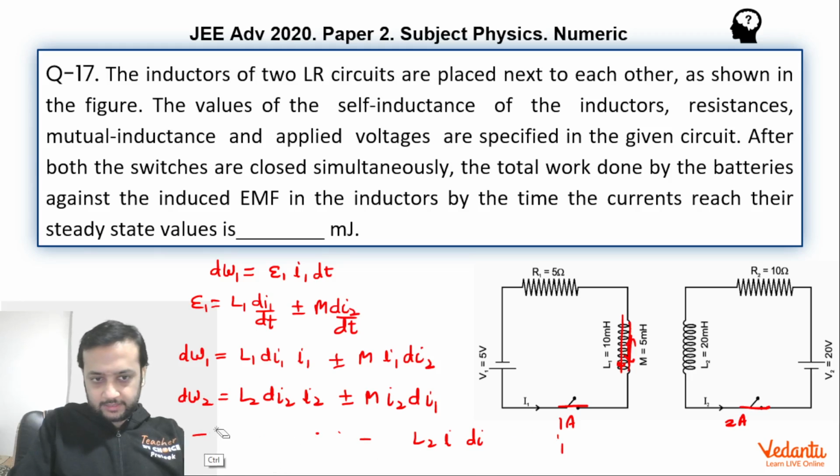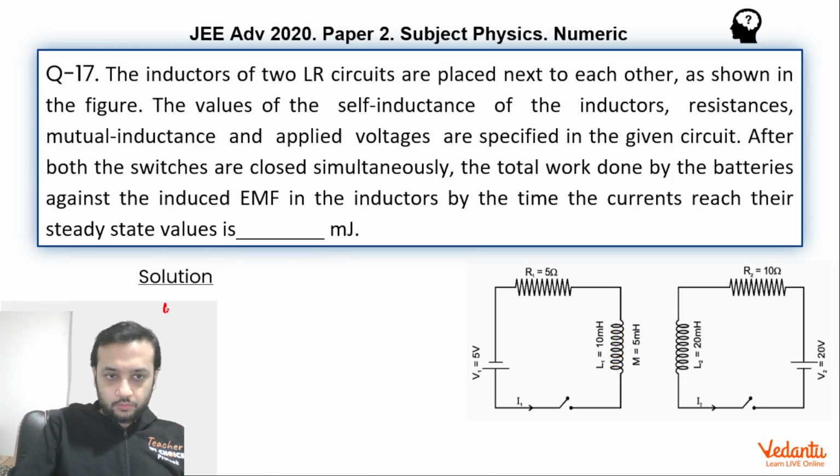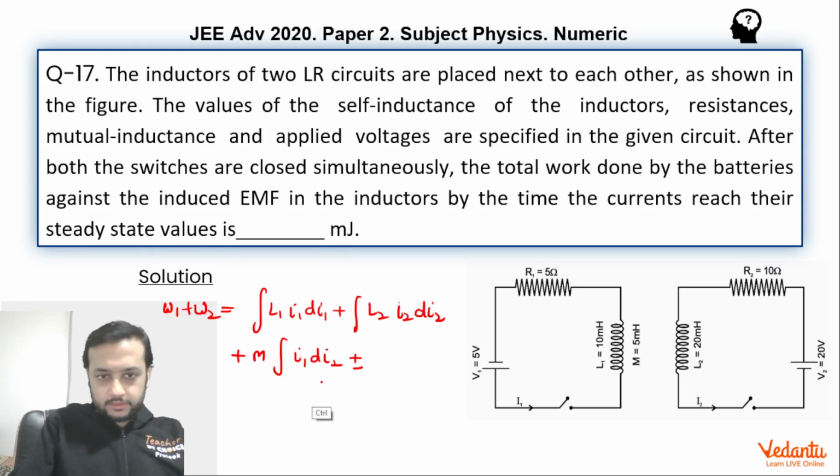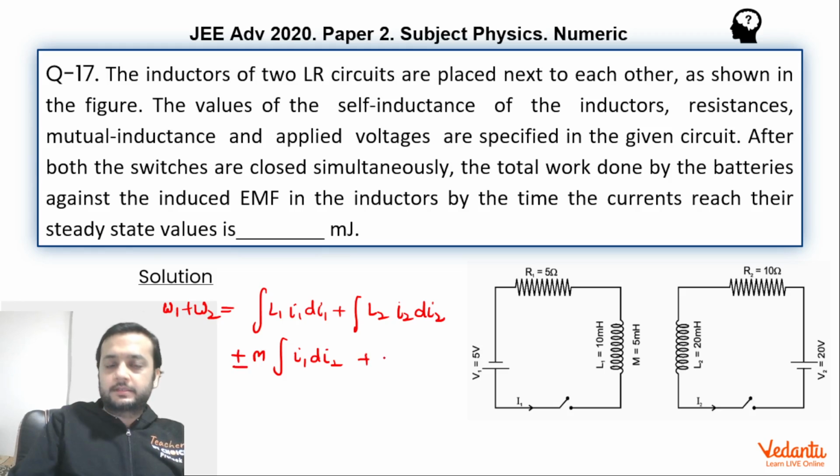Let me write on the next slide. So W1 plus W2 will be equal to the integral of L1 I1 di1 plus the integral of L2 I2 di2 plus M will come outside, I1 di2 plus or minus I2 di1. Make sense?